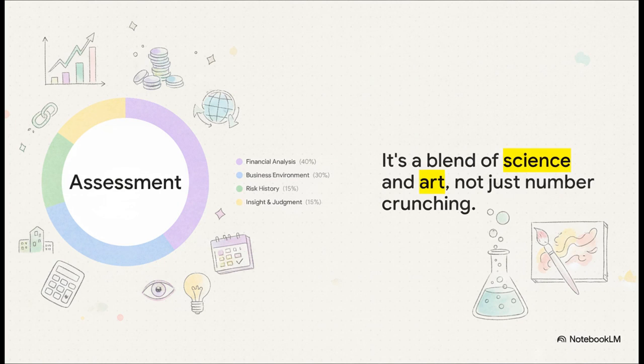And this chart shows you exactly what I mean. Look at this. Yeah, sure, financial analysis, the hard numbers, that's the biggest slice of the pie. But it's not even half the story. You've got huge chunks for the business environment, past experience with the client, and get this, that last chunk is pure human insight and judgment. It really is part science, part art.